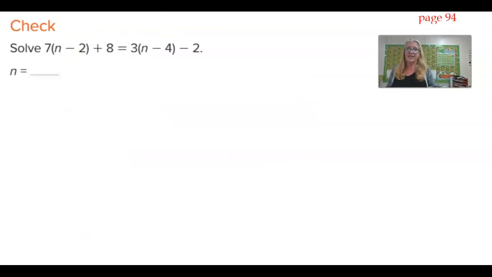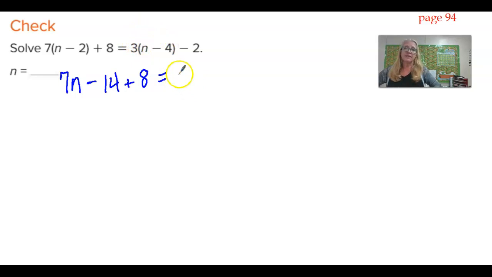Okay, so here's our check. All right, we're going to do this again. First thing we have to do is get rid of parentheses. So 7 times n is 7n. 7 times -2 is -14. Ooh, and look, they put in an extra term. We have +8. We're going to have to combine like terms now.